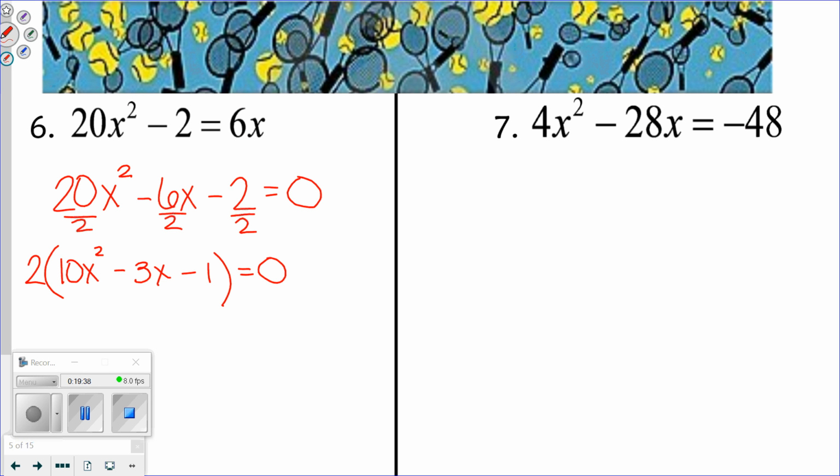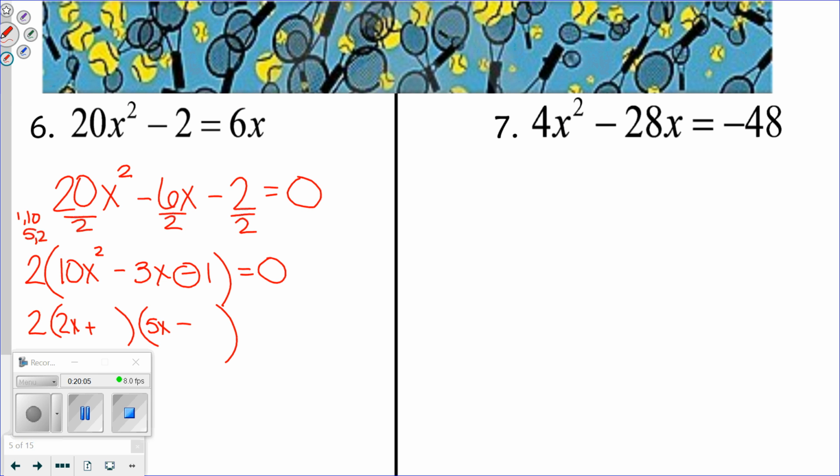Can we factor that further? Maybe yes. Well, what are my signs? My last one's negative. Plus and a minus. Options for A. 5 and 2. And 1 and 10. So you want to go 1 and 10 or 2 and 5? 2 and 5. 2x, 5x.